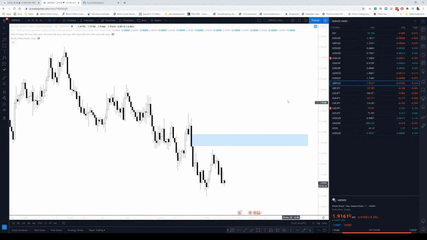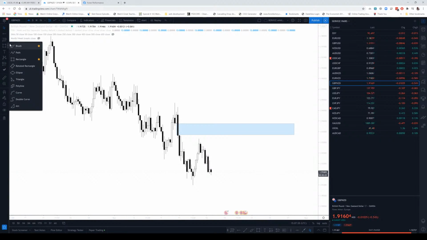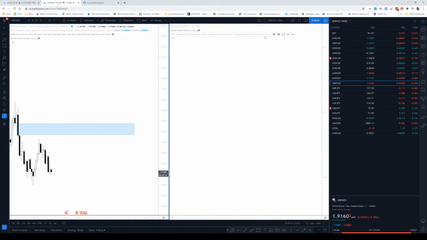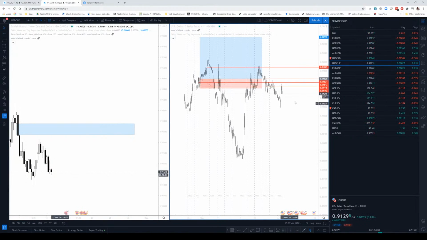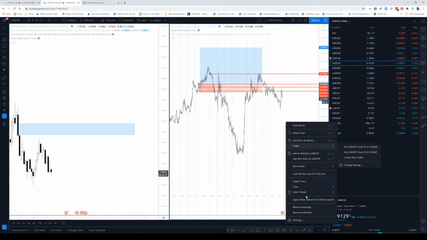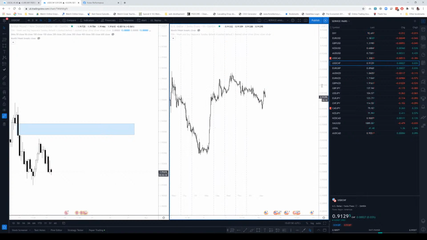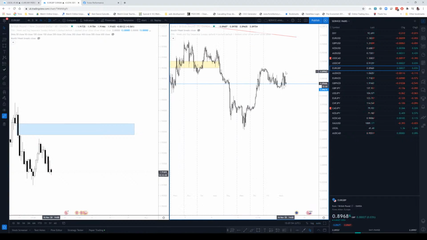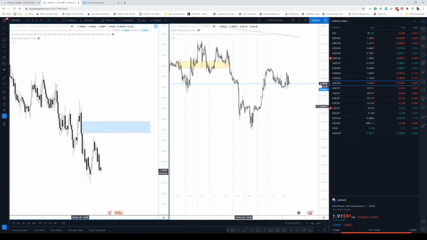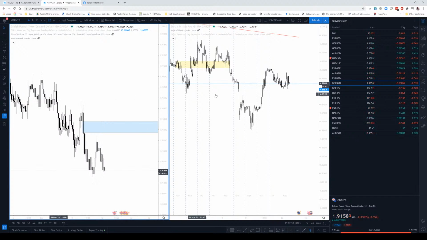I want to see euro pound drop, right? Just going to here and remove all this. Okay, so I want to see this drop. It's a scenario I'm playing in my head. I want to see this thing drop.